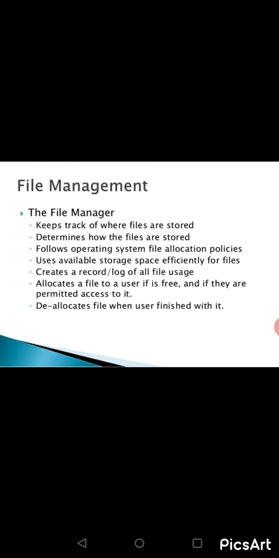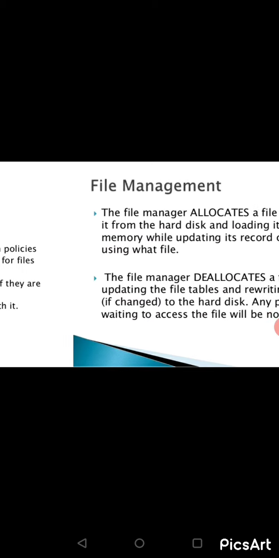Okay, so let's go through it again. It keeps track of where files are stored. It gives the path, so track means the path where the file is stored. It determines how the files are stored. It gives the proper format in which the file is stored. It follows the operating system's allocation and deallocation policies: if available memory is not there, it removes the deleted files and makes that space available for creating other files.